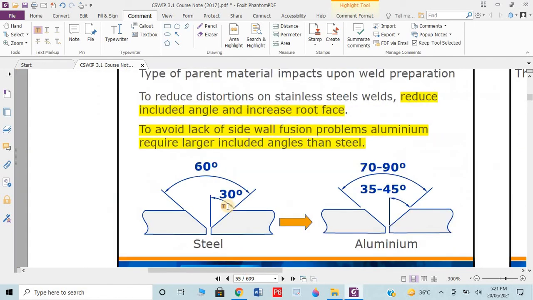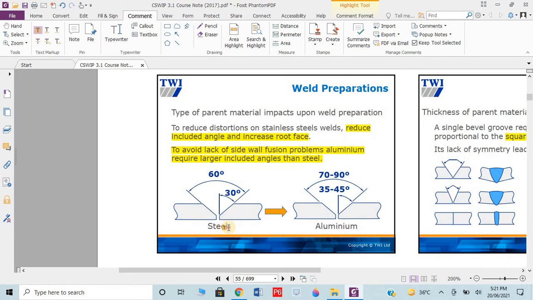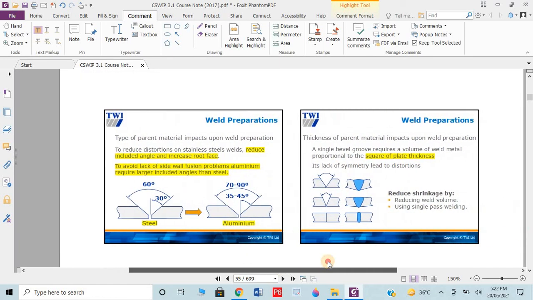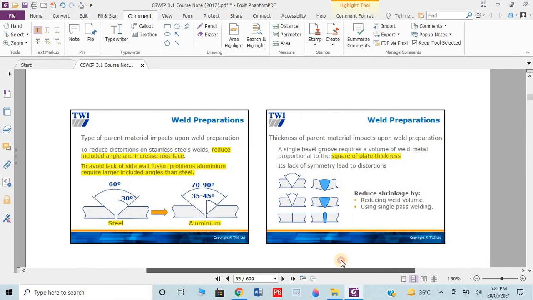Same as before, if we have steel, then we need a bevel angle 30 and included angle 60. If we have aluminium up to 20 mm, this is conditional up to 20 mm, then we need a bevel angle from 35 to 45 and included angle 70 to 90. You don't need to remember each and every angle, just understand it. I will let you know which points are important. The angles of V, U, corner and square that I mentioned above, just remember those.